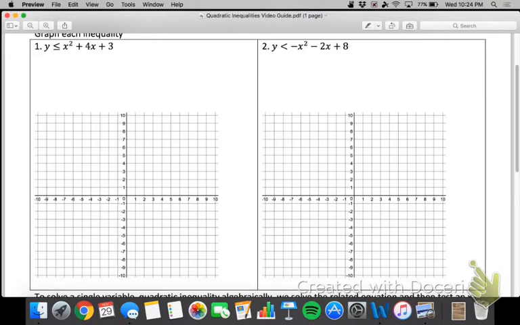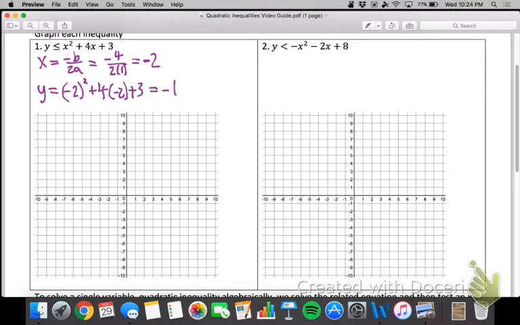Since this is in standard form, the best thing to do is find the vertex, using the formula negative b over 2a. Here we get negative 4 over 2 times 1, and that comes out to negative 2. To find the y value, we plug in negative 2: negative 2 squared plus 4 times negative 2 plus 3, and that comes out to negative 1. So we have a vertex, negative 2, negative 1.